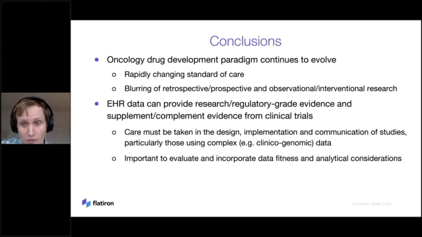So my overall conclusions are really, I think the paradigm is evolving rapidly for drug development. Standards of care are changing. Retrospective, prospective, and observational and interventional research lines are being blurred. We know that Flatiron is launching some prospective studies on our data, and we're heavily combining observational and interventional data sources in our analyses. And we know EHR data can provide research and regulatory grade evidence and complement evidence from clinical trials.